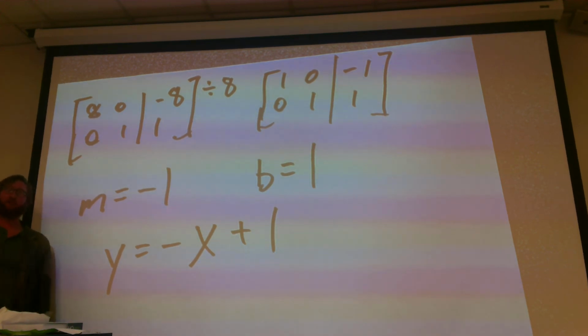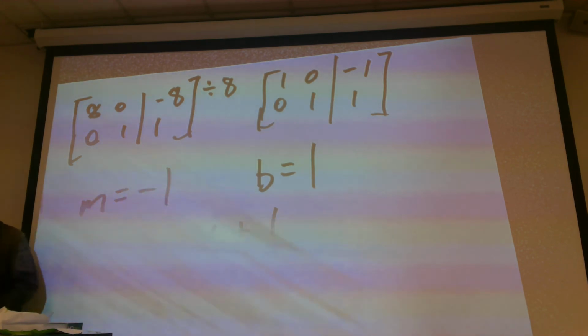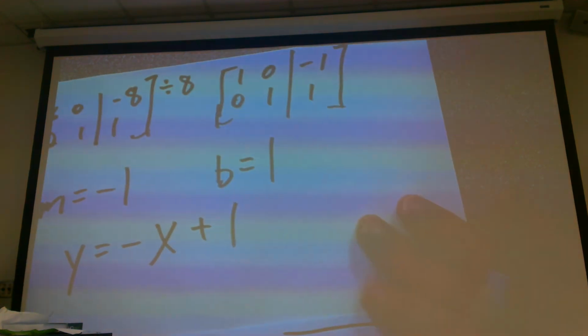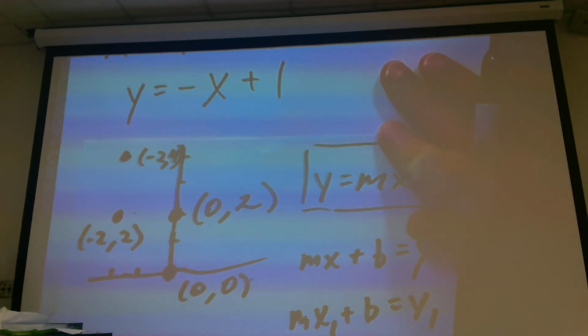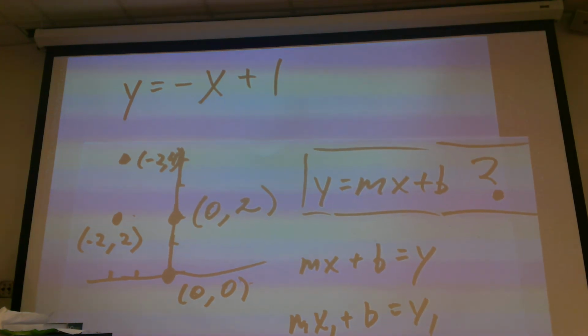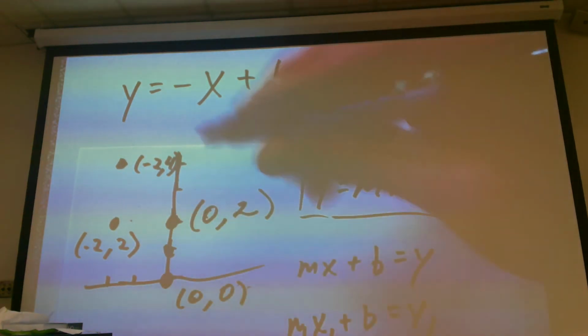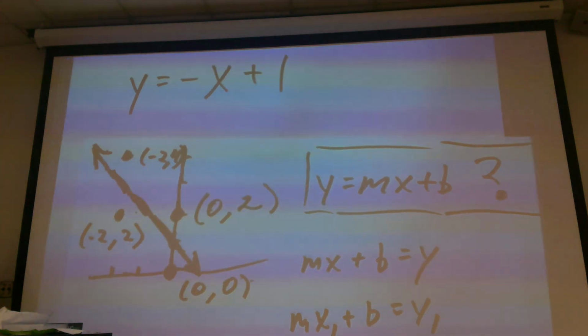Now let's look back at our problem and see if this really makes sense. So this is going to have an intercept at 1, and it's going to have a slope of negative 1. So if I look back, okay, so I was looking for an mx plus b, and I found y equals negative x plus 1. And if I plot this line, yeah, that makes sense. That's the line of best fit for this problem.